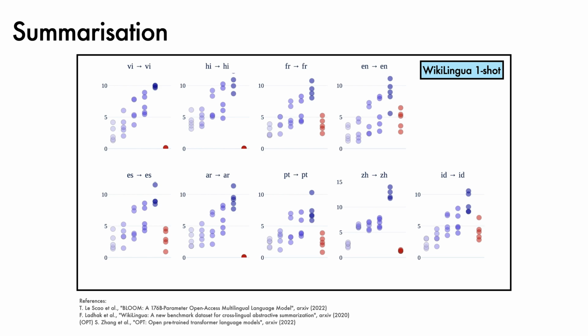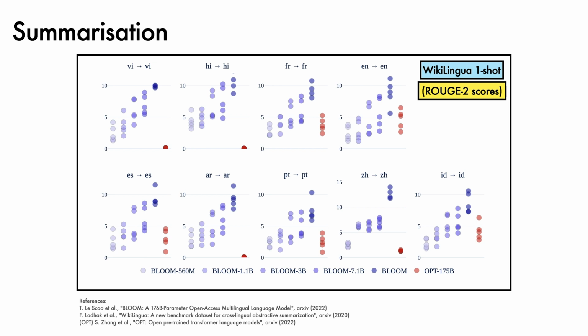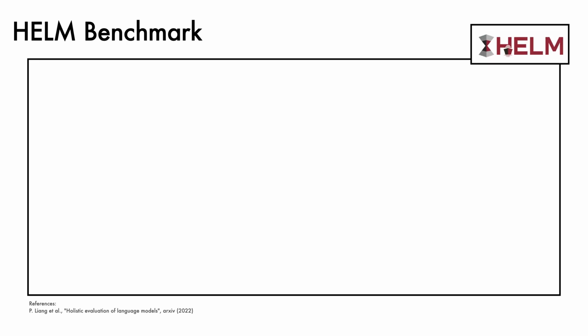We next look at Wikilingua one-shot summarization scores, comparing Bloom models from 560 million parameters up to 176 billion parameters with the 175 billion parameter OPT model. Different dots correspond to different prompts. The numbers reported here are Rouge 2 scores. Broadly, we observe that Bloom outperforms OPT. Next, we'll walk through the evaluations conducted as part of the HELM Benchmark, which aims to provide a holistic evaluation of language models across a broad range of tasks and metrics.